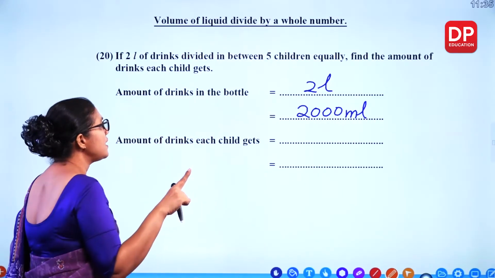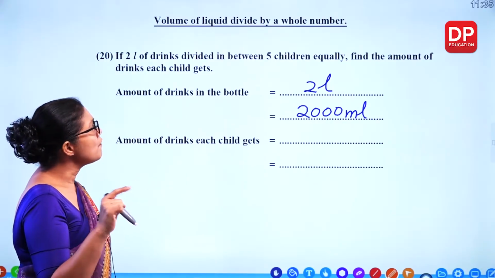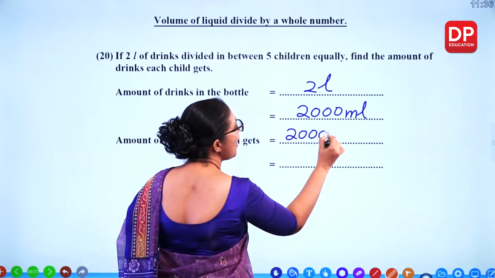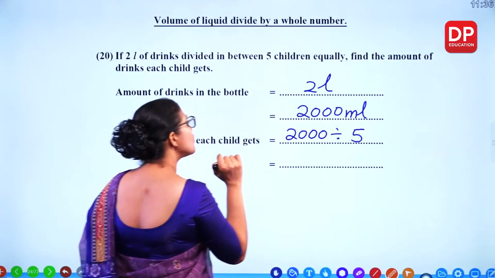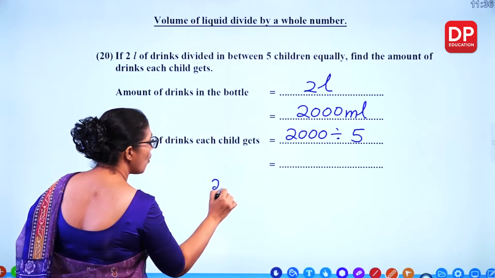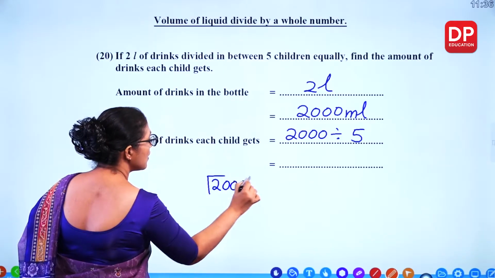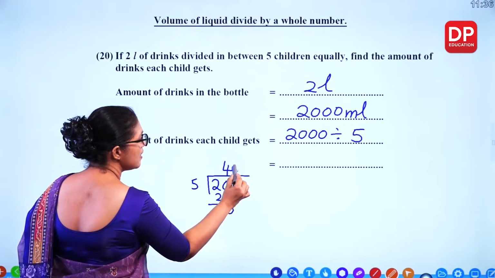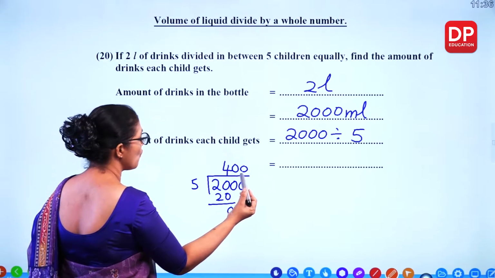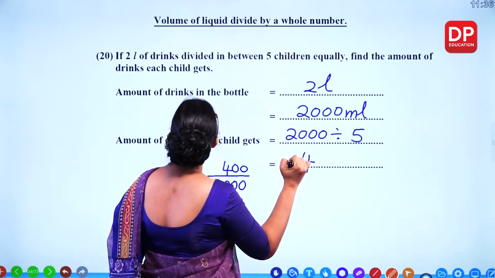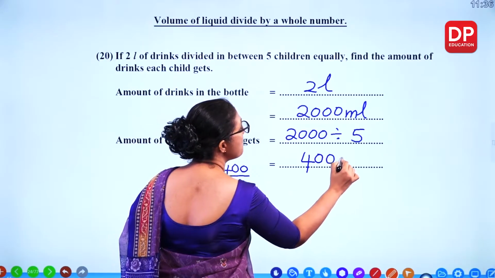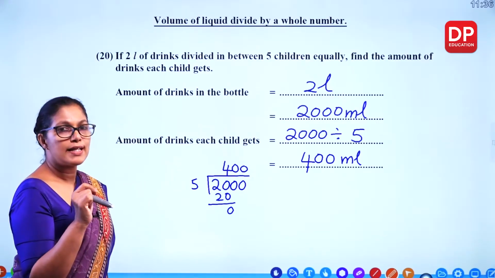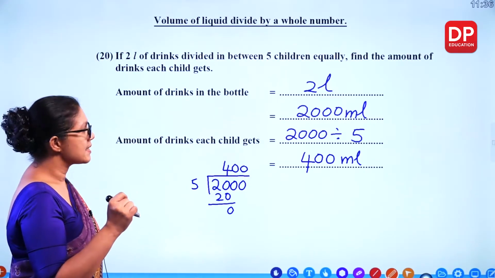So if we are dividing this between 5 children, you have to divide this by 5. So 2000 divided by 5. So what you do? You can do long division. 5 times 4, 20 and 0 remaining here. You need to put 2 zeros for this. So you get 400 milliliters. So amount of drinks each child gets is 400 milliliters.